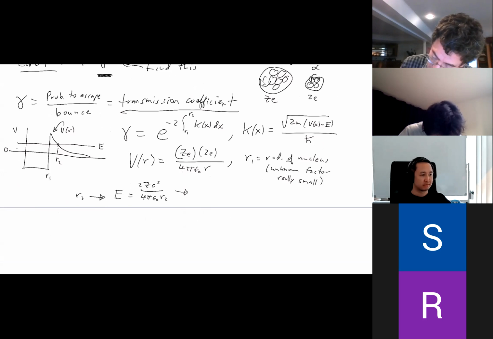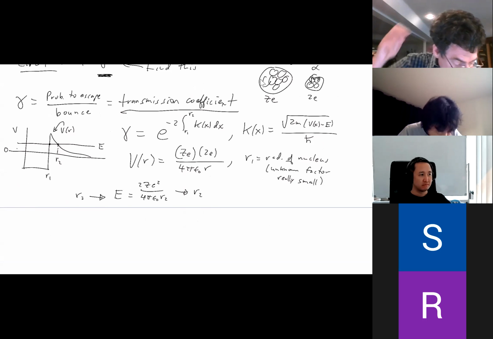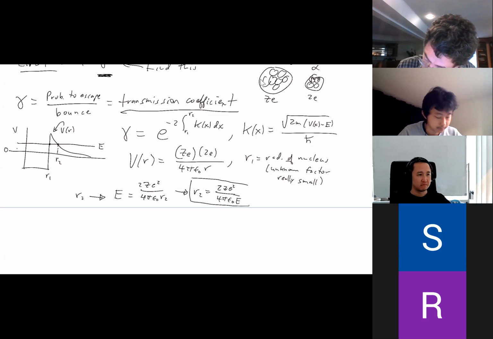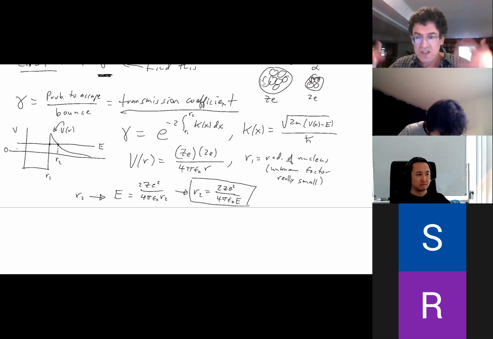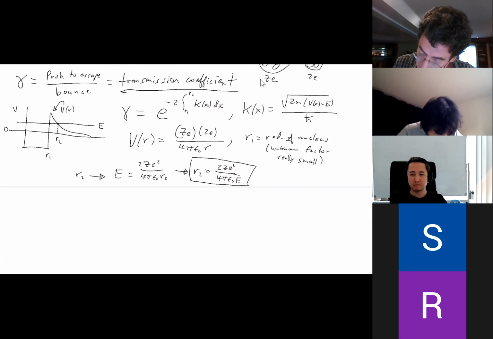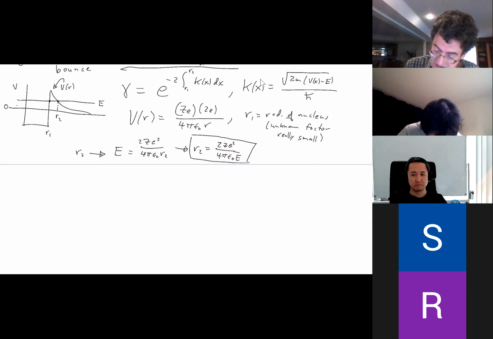And then we can find that R2 is equal to 2Ze squared over 4 pi epsilon naught E. Okay, so we do know R2 because the assumption is that E is known. E we're taking as a given. So we know R2. So then all we got to do is to calculate. So then we just have a math problem.